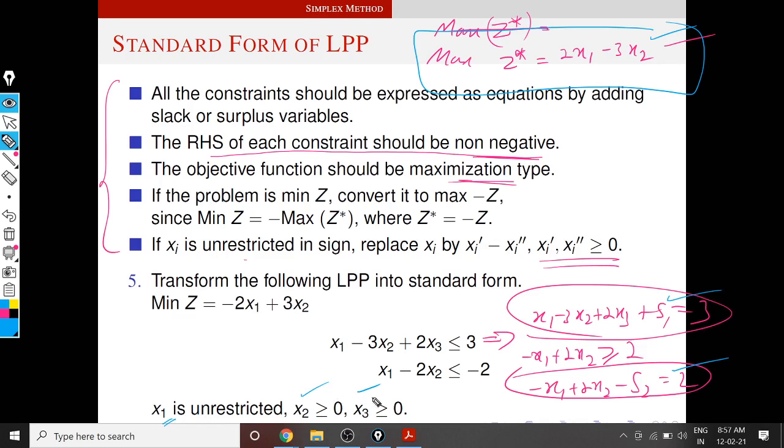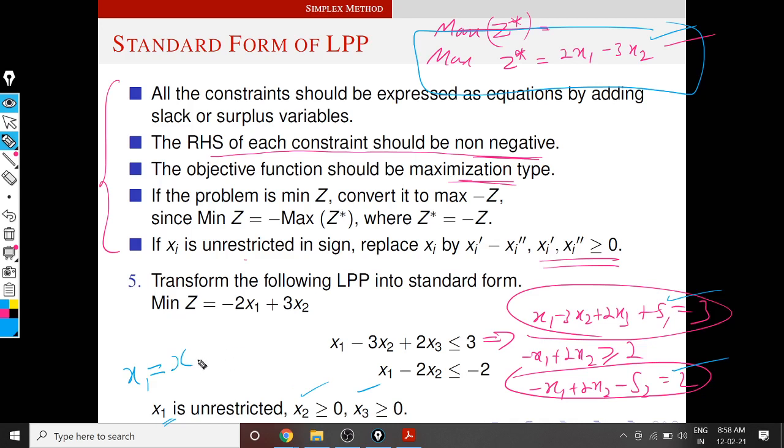x2 and x3 are already restricted, they are already non-negative. So we don't bother about x2 and x3. So how to convert x1 to get a standard form of LPP? We have to replace x1 by a difference of two non-negative variables.